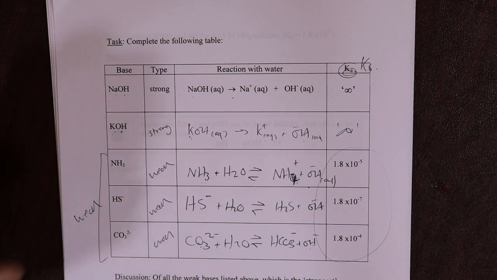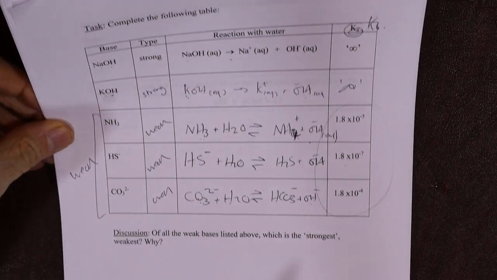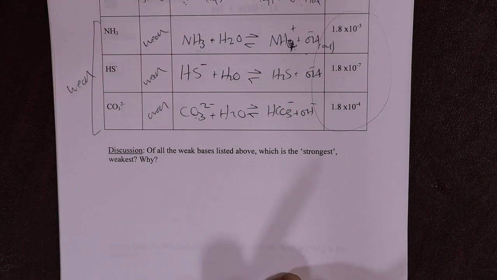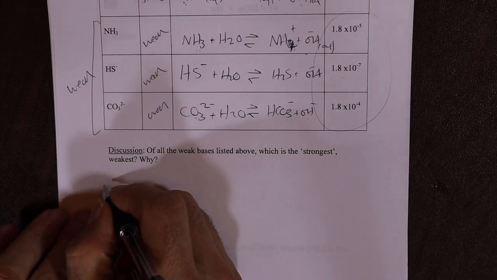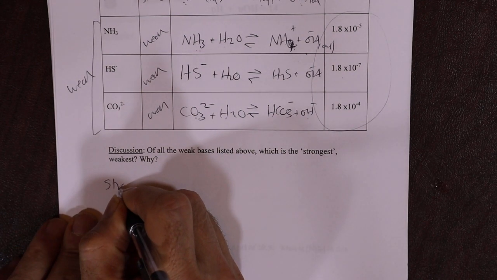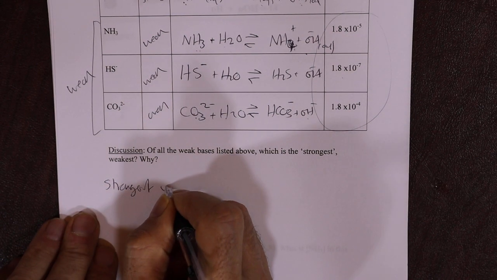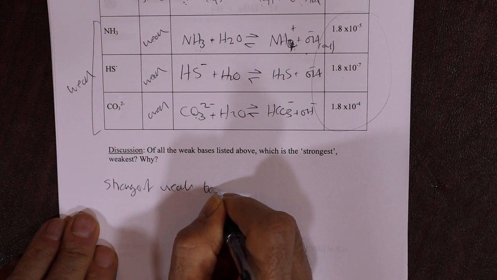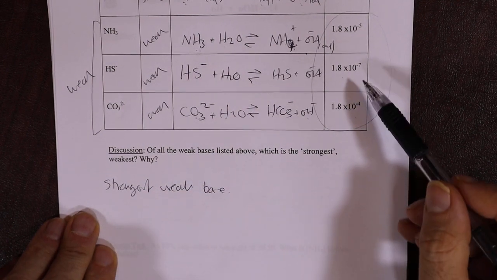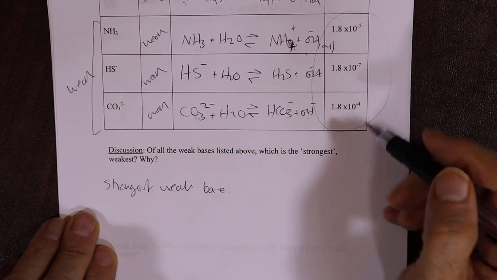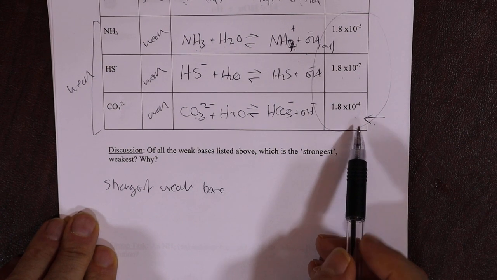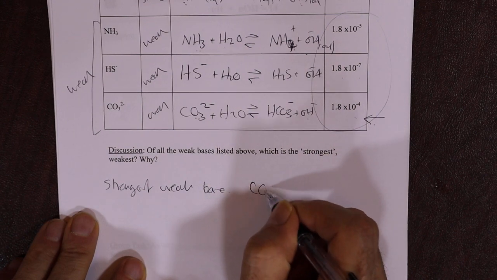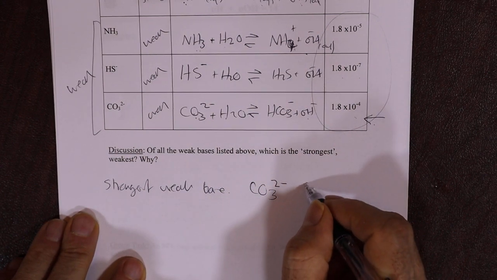Now just like before, who's the king of the nerds, right? So who's the strongest of the weak? Well, remember, it's all about the value of Kb. The largest number here is actually the bottom number. 10 to the minus 4 is the largest value there. CO3 2 minus.